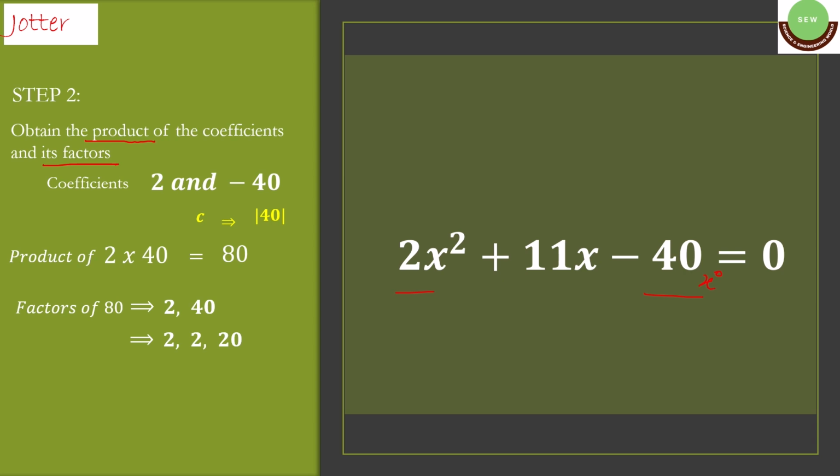Because 20 is also an even number, we can go further and take 2. So that will give us 2, 2, 2 and 10. That's 2 times 2 times 2, which is 8, times 10 will give us 80. 10 is an even number, so we can take another 2 there, and that will give us 2, 2, 2, 2 and 5. So 2 times 2 times 2 times 2 will give us 16. 16 times 5 will also give us 80. And these are the factors of 80 we can work with.